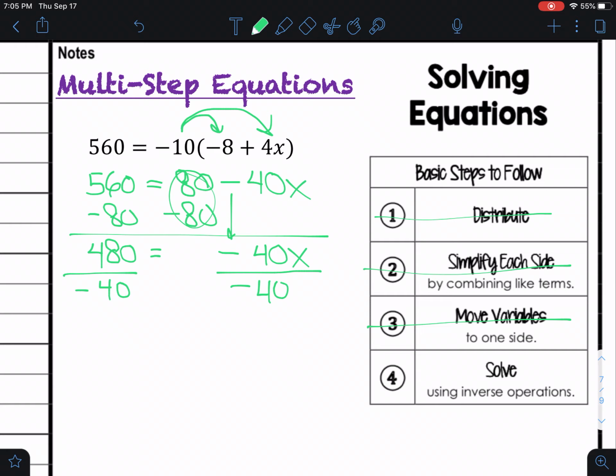Okay. All right, so now I know that that's 1x, or just x, and then here, if I divide these two, I get -12. And that's my answer. All right. So now we're getting into a little bit more of this basic steps to follow. We're starting to understand all the different parts of this now, hopefully.